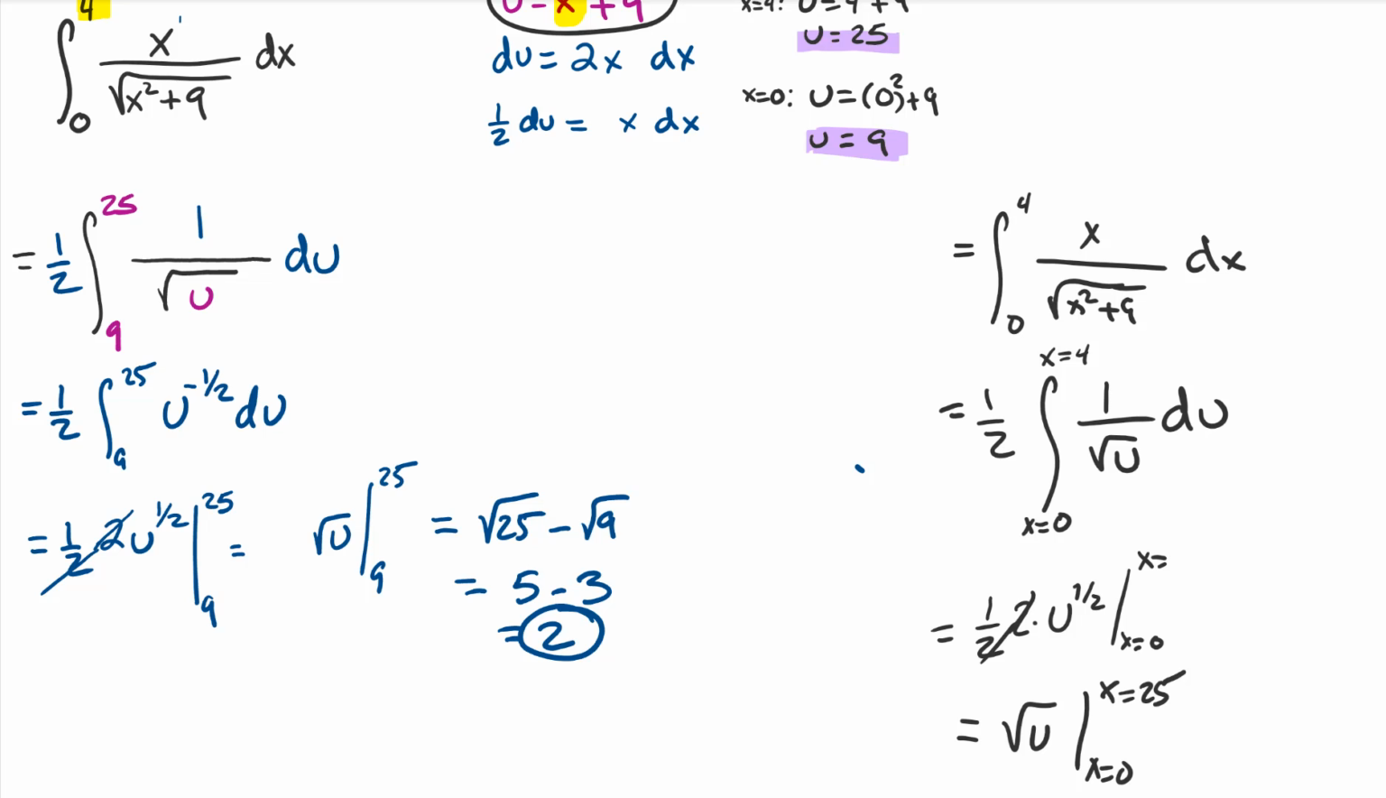I don't know why I'm writing that. Why did I change this to 25? I probably looked over and saw something. It doesn't change. The x is still equal to 4.